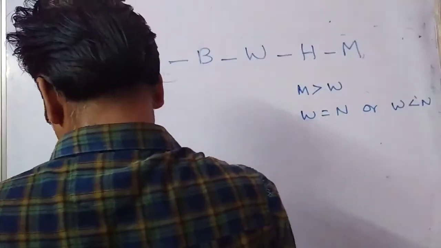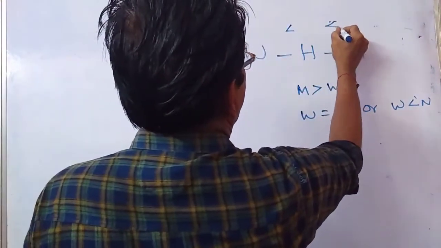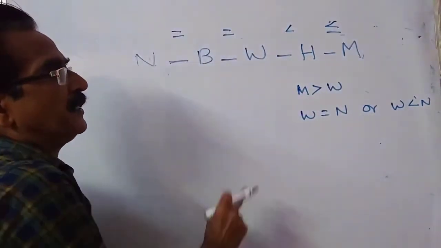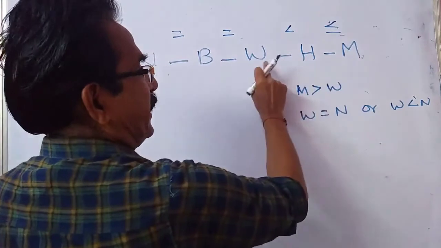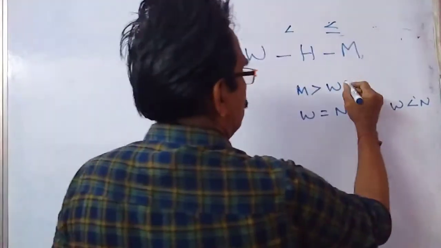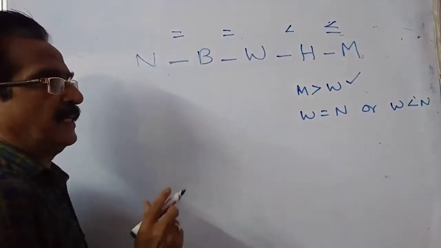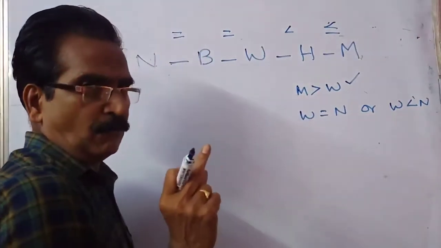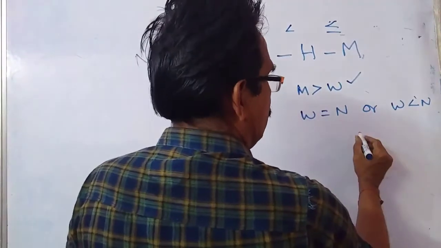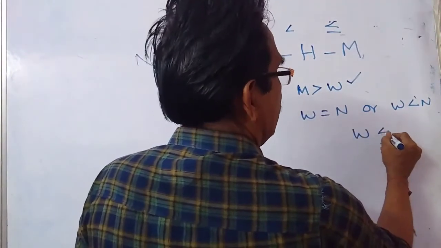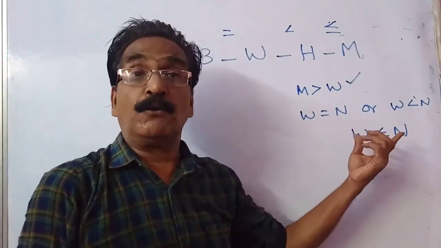Let us see the second option. Equal to, less than or equal to. So here second option, that M greater than W. Fine, M greater than W. This is true. First conclusion is true. What is the second conclusion? We have to get W is equal to N or W less than N. That is, we have to get W less than or equal to N. We have to get this conclusion.